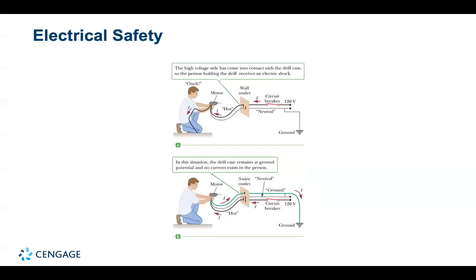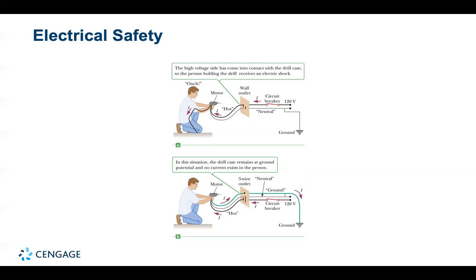So here in the figure, the hot or live wire at 120 volts always includes a circuit breaker for safety. And so in A, when the drill is operating with two wires, the normal current path is from the hot wire through the motor connections and back to ground through the neutral wire. In B, shock can be prevented by a third wire running from the drill case to the ground.